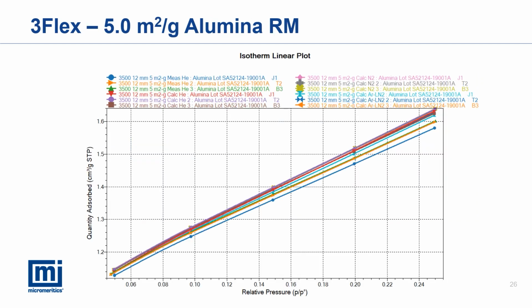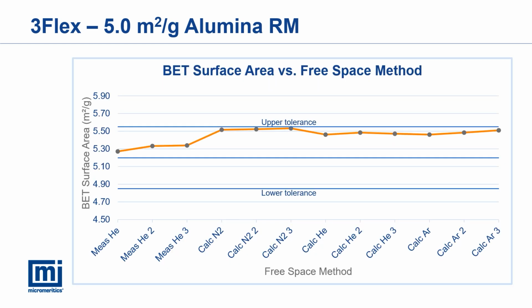This is an isotherm overlay of the 5 square meters per gram alumina reference material analyzed with free space measured as well as calculated on the 3Flex. This plot displays the BET surface area results for the 5 square meters per gram alumina reference material against methods used to determine free space. All data points fall within range.